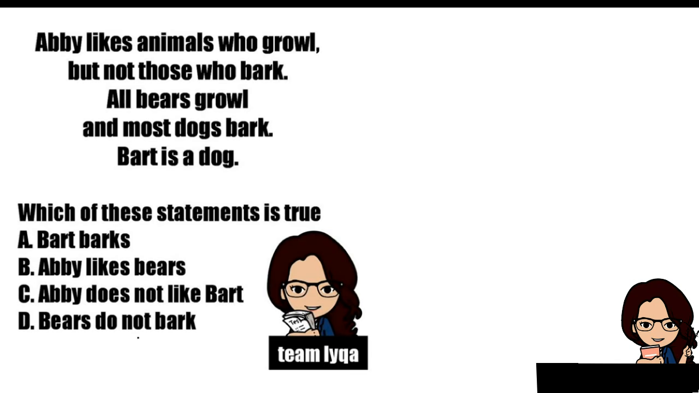Letter A, Bart barks. B, Abby likes bears. C, Abby does not like Bart. And D, bears do not bark. Now, like I said in my earlier videos sa series na ito, I'm ramping up yung difficulty ng question. So this is actually a little more difficult than the first ones I wrote, but it is fairly easy if you know the technique.